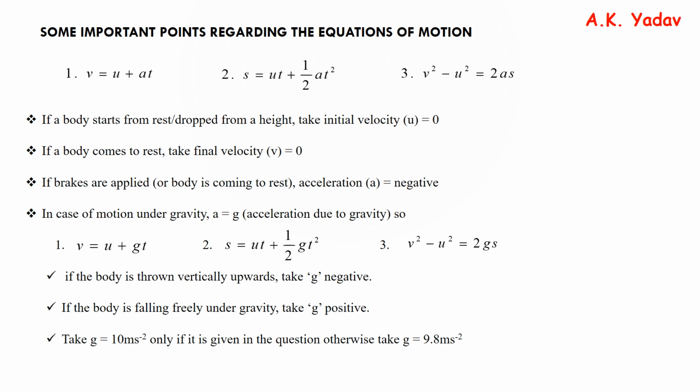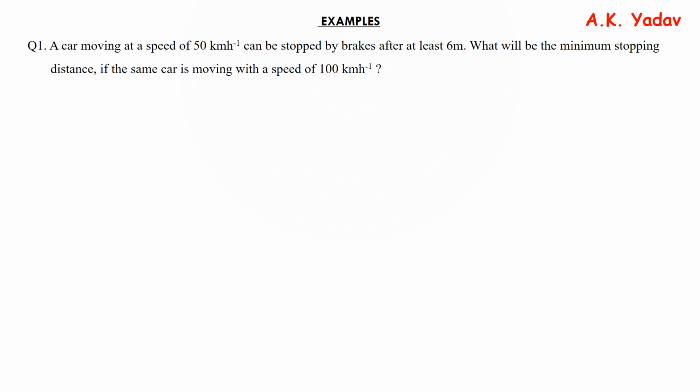Now let us do a few examples to understand the concept of the equations. Example number 1. A car moving at a speed of 50 km per hour can be stopped by brakes after at least 6 meter. What will be the minimum stopping distance if the same car is moving with a speed of 100 km per hour?